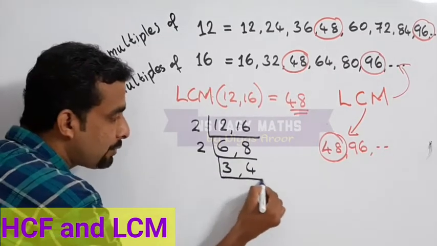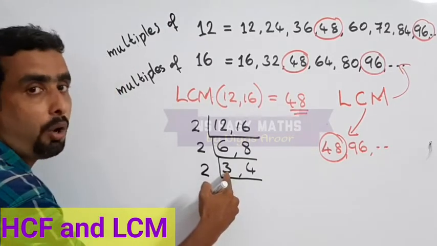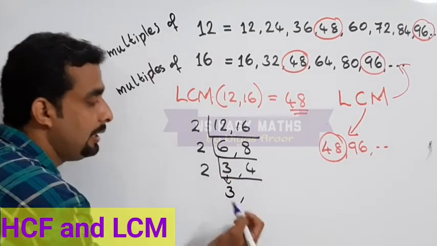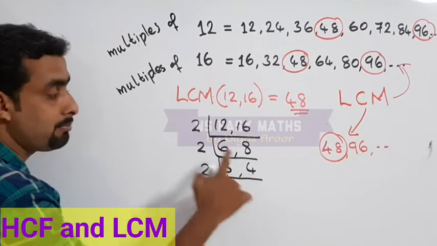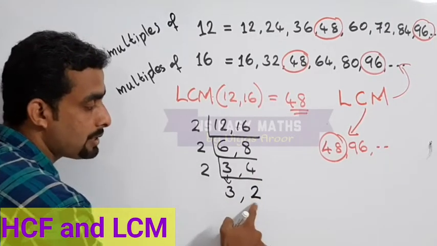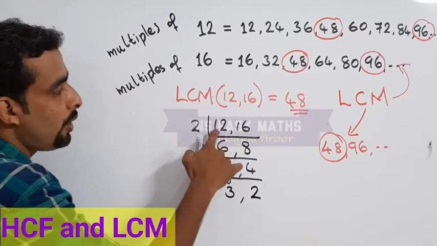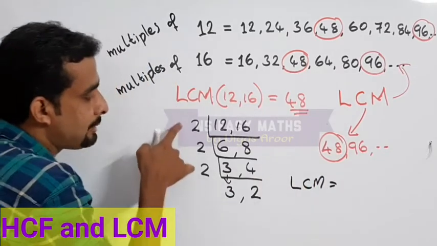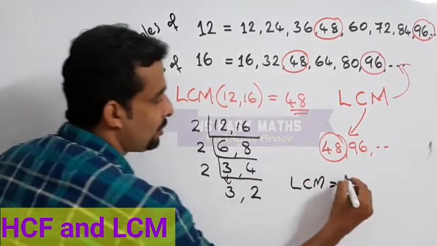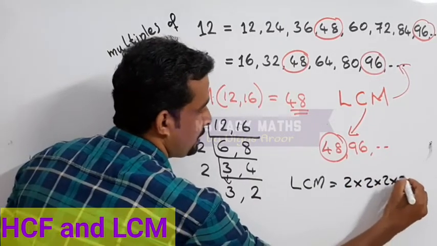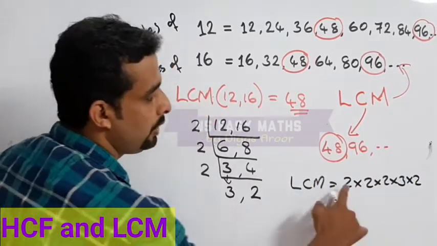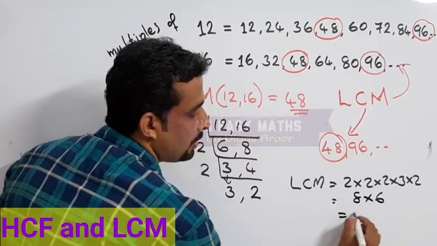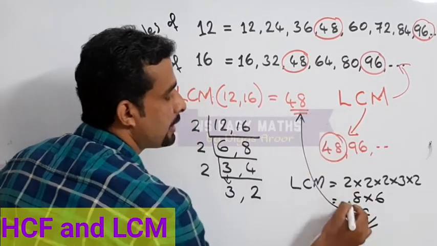Then we can again divide with 2, but this 3 is not divisible by 2 because 3 is a prime number. So just write that 3 here. Then this 4 can be divided by 2 and we will get 2. So at last we got prime numbers. So for 12 and 16, the LCM is equal to multiplying these numbers: 2 into 2 into 2 into 3 into 2. So LCM is equal to, this is 8 into 6, 48. Okay, LCM is 48.